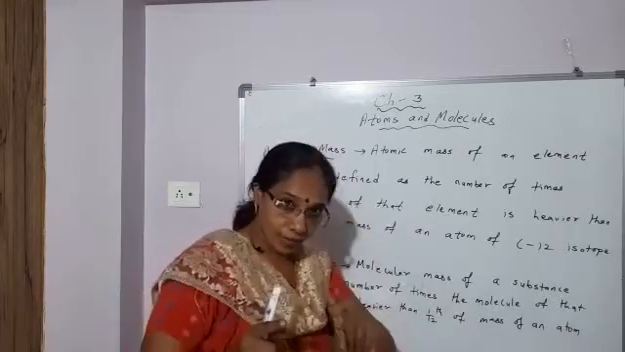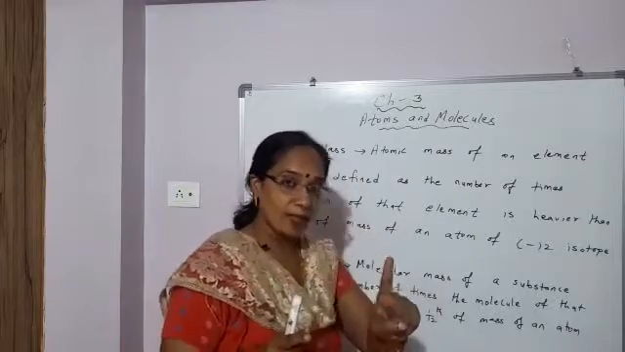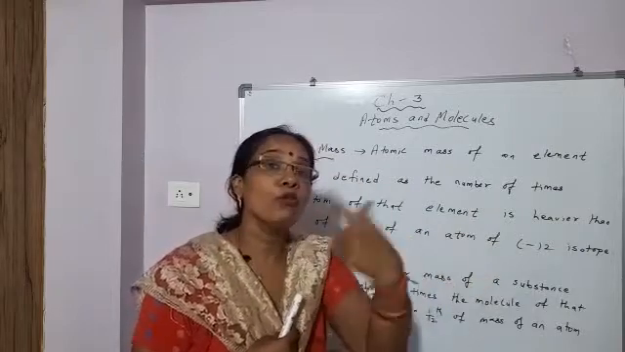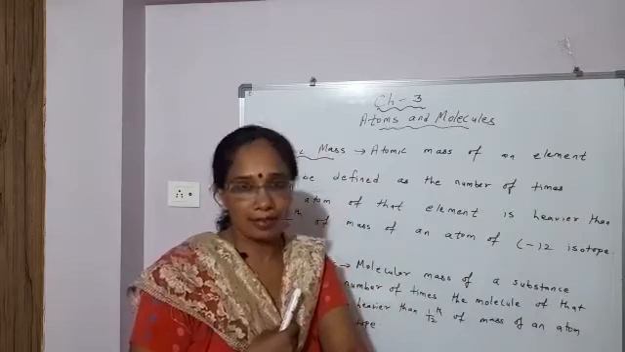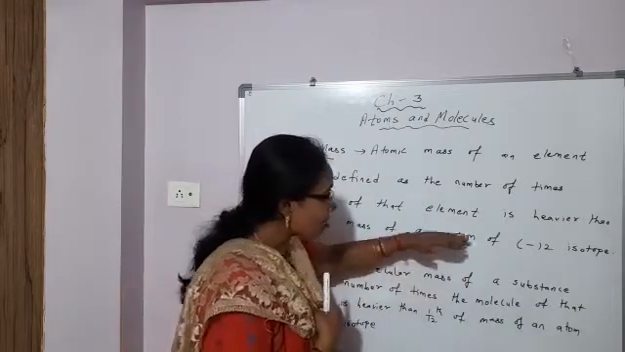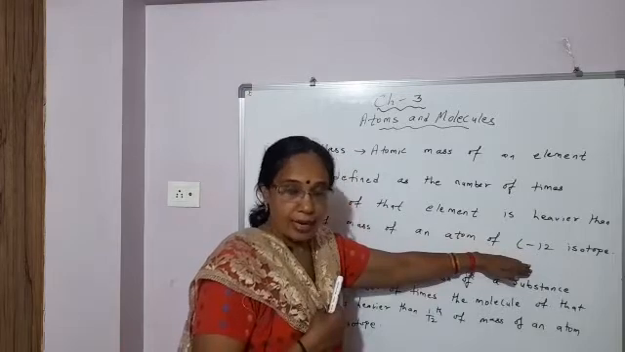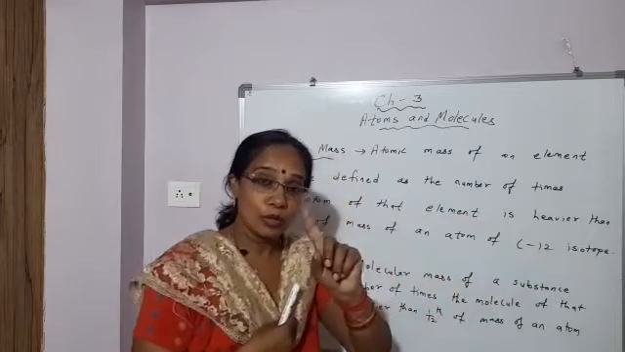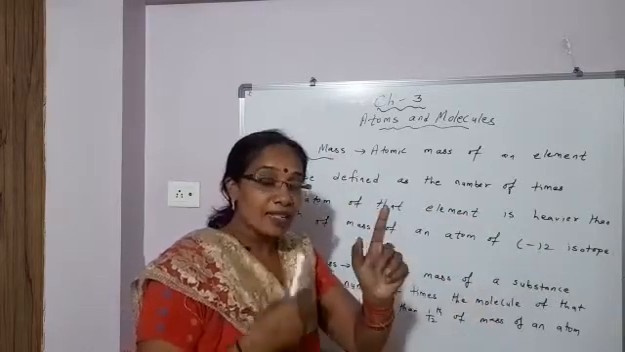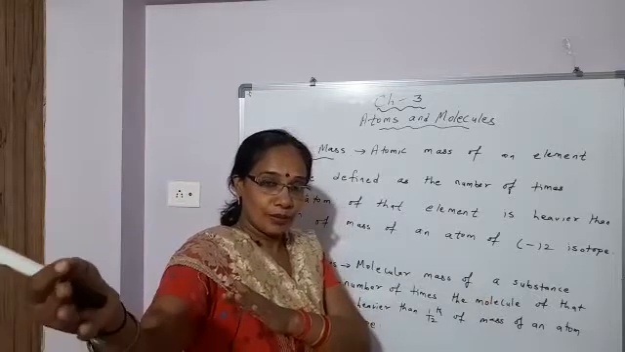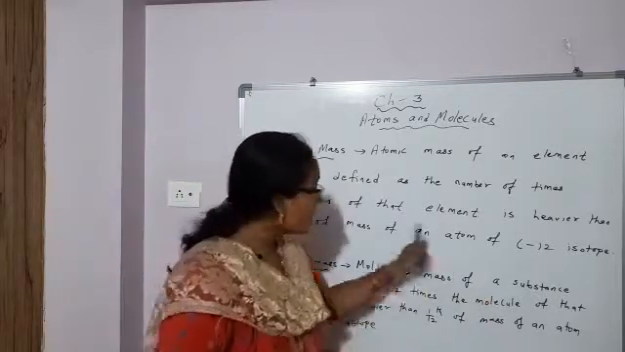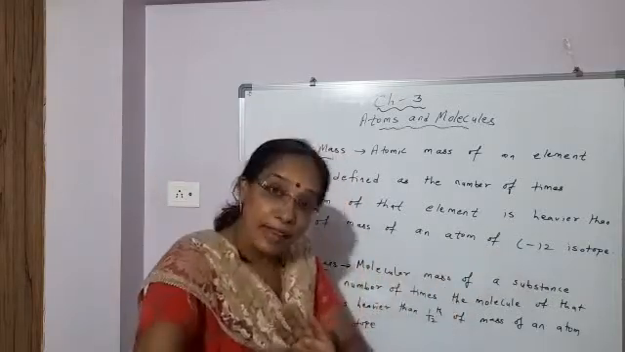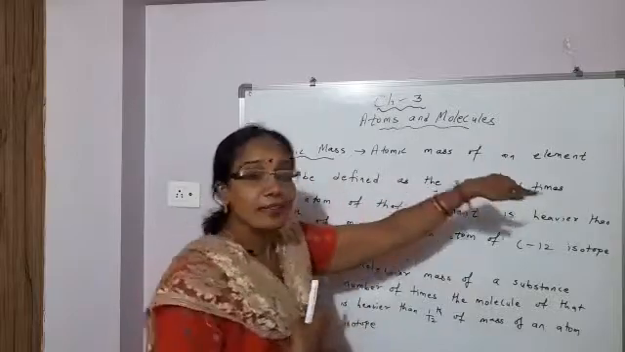How much? 1/12 of the mass of an atom of carbon 12 isotope was taken to be 1 U, 1 unit on atomic scale. So it was taken as the standard element for reference, and 1/12 of the mass of an atom of carbon 12 was considered to be 1 U. And the mass of other elements was found by comparing it with 1/12 of the mass of an atom of carbon 12 isotope, how many times it is heavier. So that will be the mass of that element.